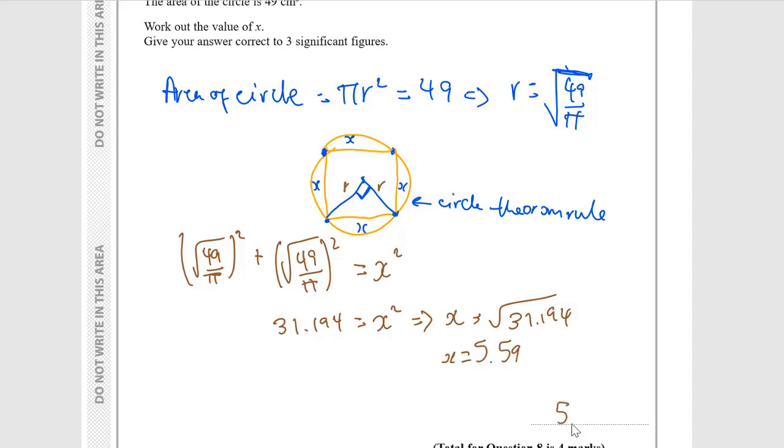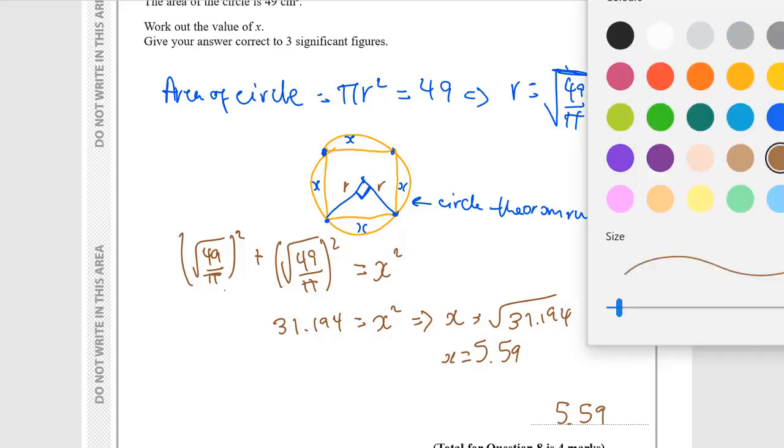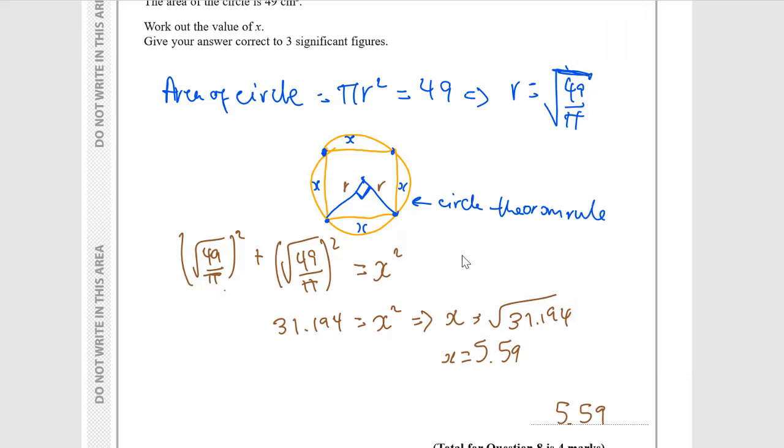So the answer is 5.59. So essentially what we've done is we've used Pythagoras, which is a squared plus b squared equals c squared. We've said that this is our a, if you like, this is our b, and this is our c, and we just use a calculator to calculate this, square rooted here, and we found our x.